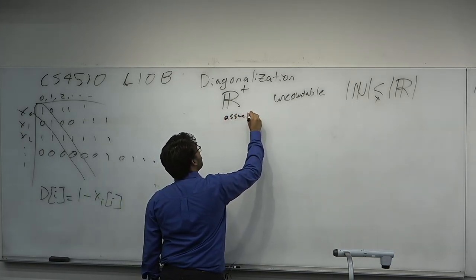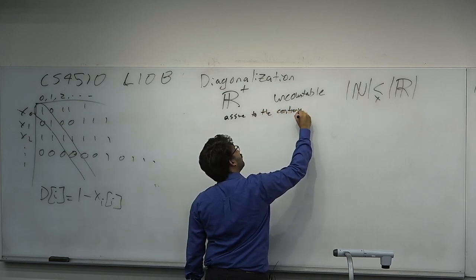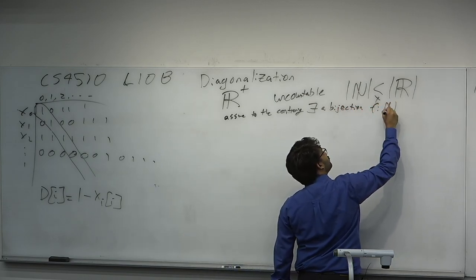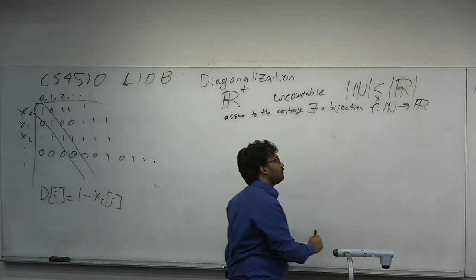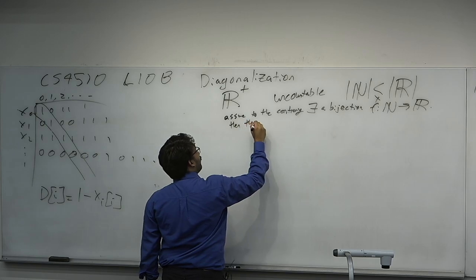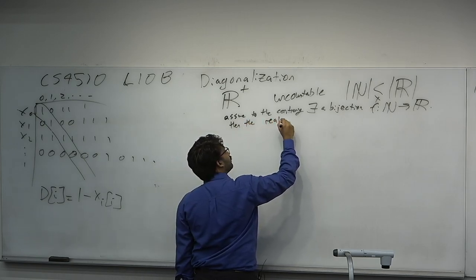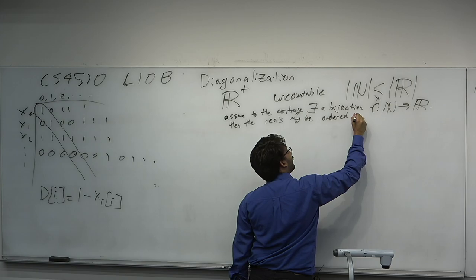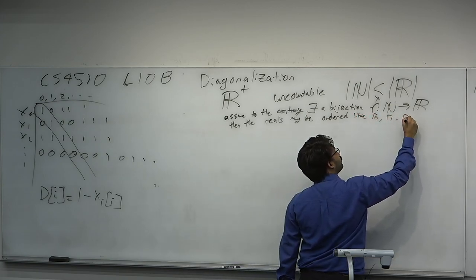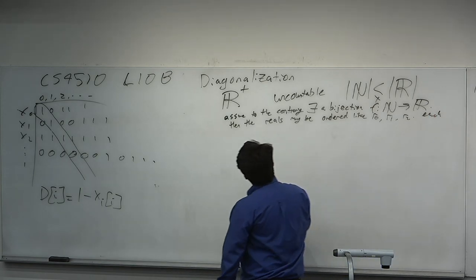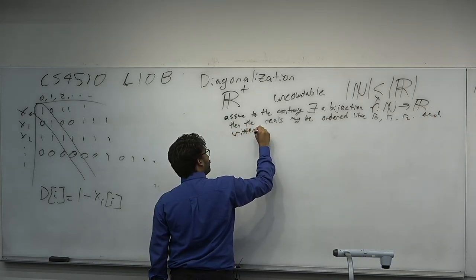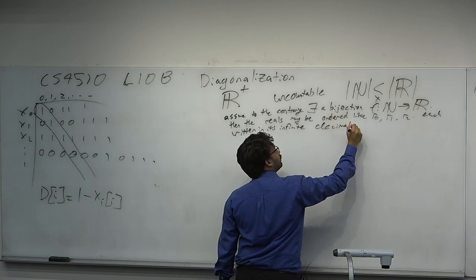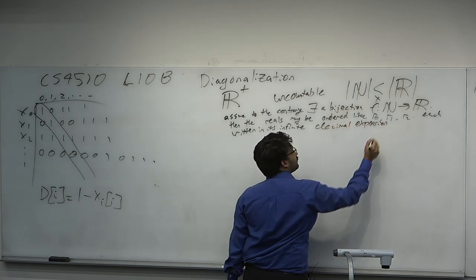We prove: assume to the contrary there exists a bijection f, which corresponds the naturals to the reals. Then the reals may be ordered like r0, r1, r2, each written in its infinite decimal expansion. Each real number has an infinite decimal expansion, right?